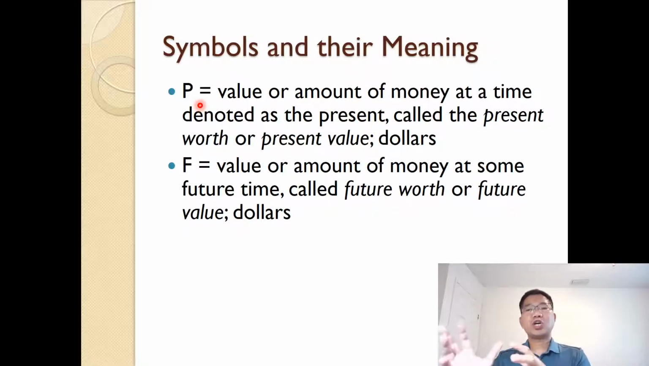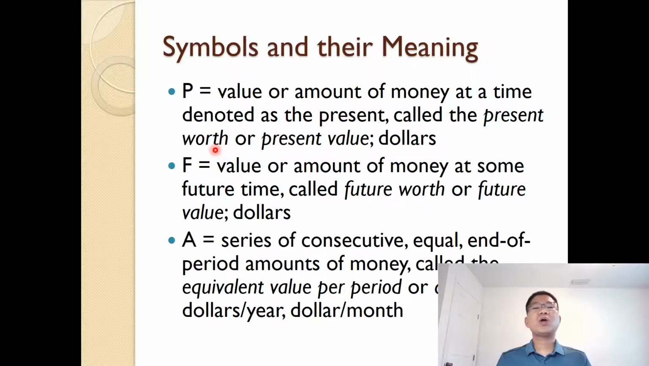F, future. So the value or amount, only one single value like P, of money at some future time, and that is called future cost or future value in dollars. So P is some value now, F is some value in the future. But they have relative meanings. If you have two amounts located on the same time scale, then relatively the one located prior is called P, and the one located later, if you convert its time, is considered F. So that is the future and present value.